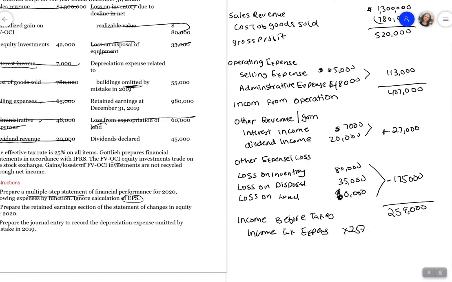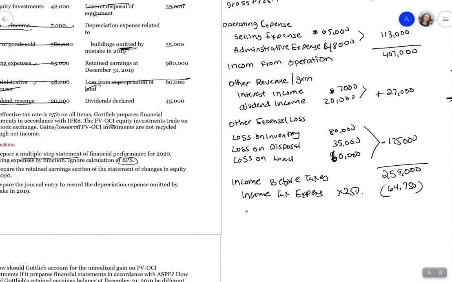In this case, it's 25% of that, and that is 64,750. And then what we get is a net income. Net income, in this case, I didn't see any discontinuing operations, so we leave that alone, and that is $194,250. So of course we saw some other comprehensive income.